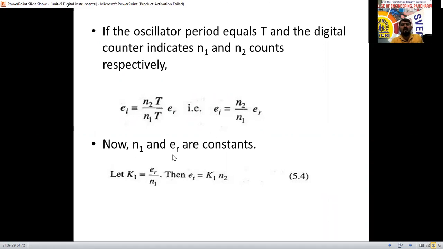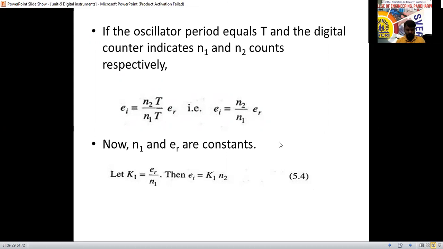Same here. Now N1 and ER are constants here. So EI equal to K N2. That is in the form of T1 or T2, or N1 and N2, the number of counts, which you can also consider here. So it completes the dual slope integrating type and integrating type digital voltmeters.